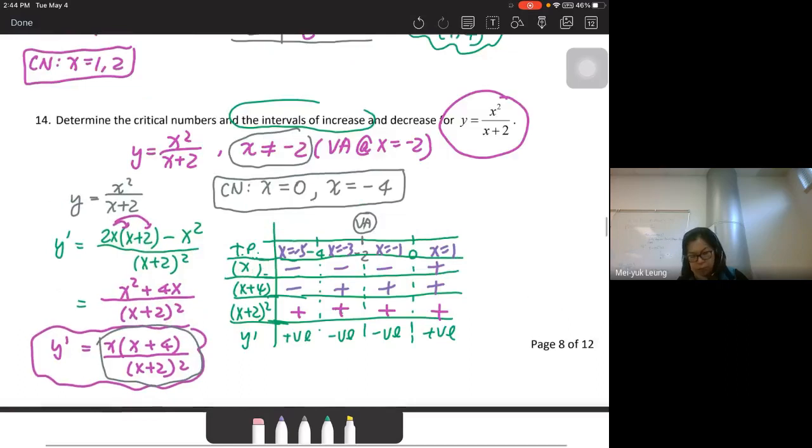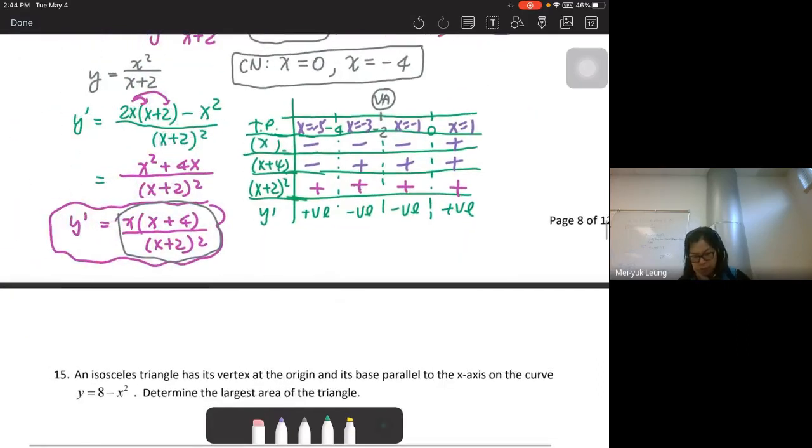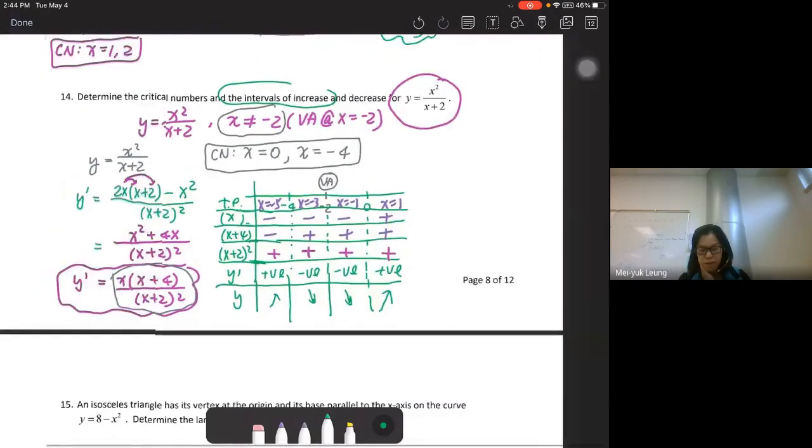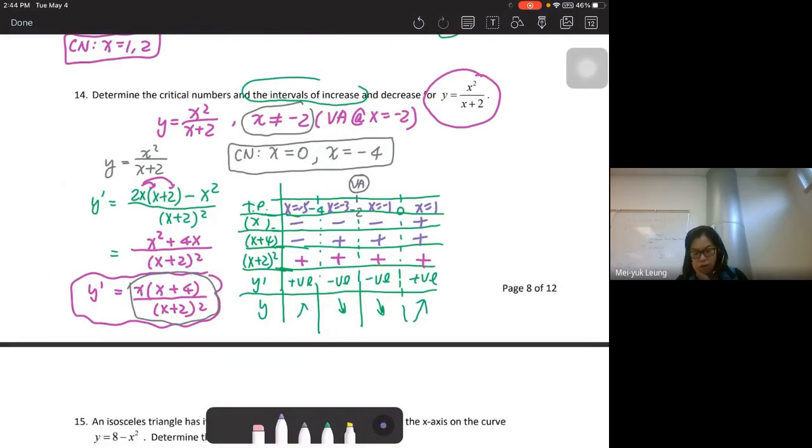So that means the function y itself is increasing, decreasing, decreasing, and increasing. Does that make sense? You also need to notice that at x equals -4, we have a local maximum, and also a local minimum at x equals 0. And we have a vertical asymptote at x equals -2.